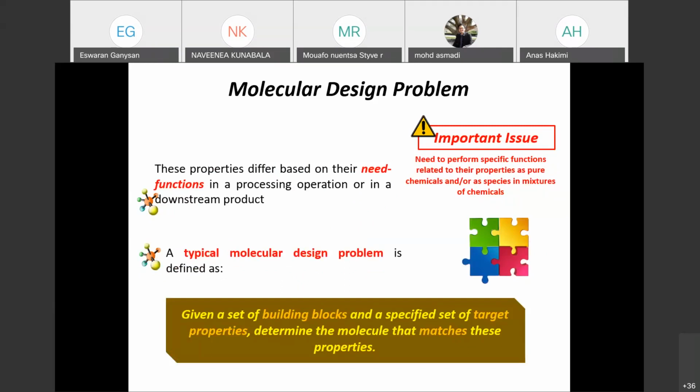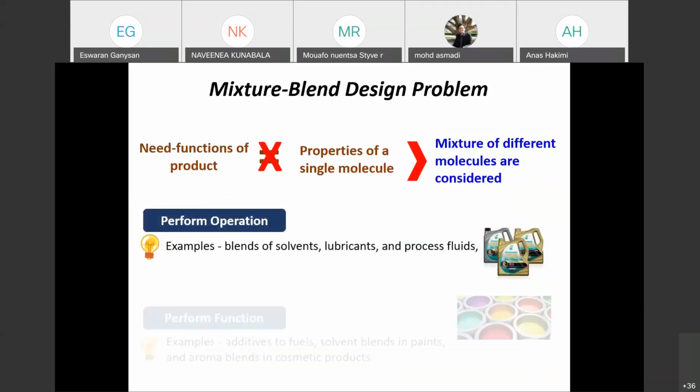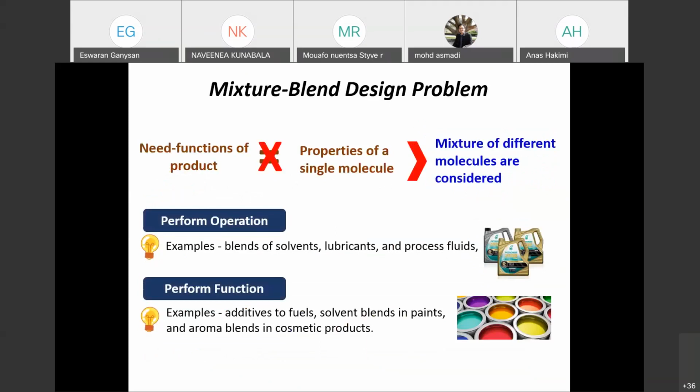So it is given a set of building blocks and a set of target properties, and then you have to match these properties. For the mixture blend design problems, when the needed function of the product cannot be matched with the properties of single molecules, mixture blends of different molecules are considered. Just like molecular products, examples are blends of solvent, lubricant as well as process fluids.